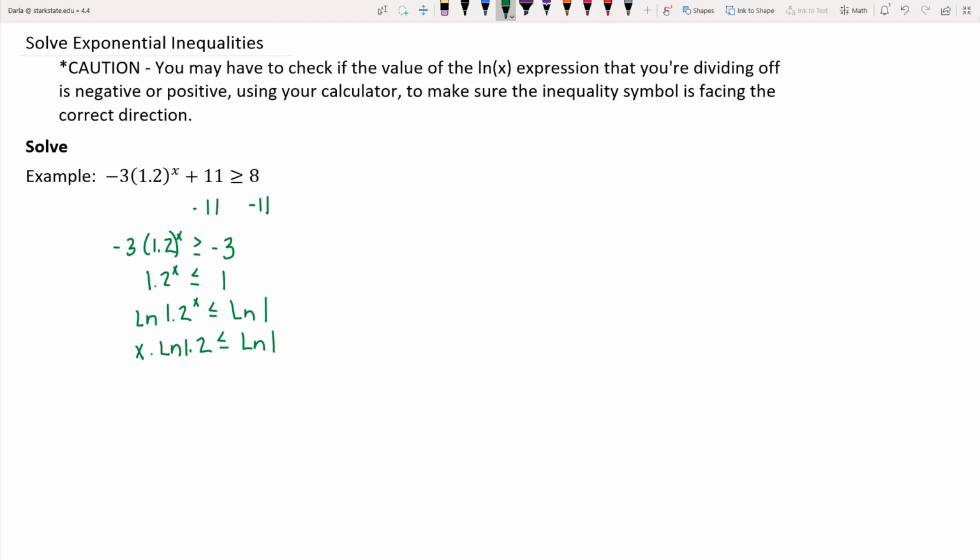And then we would divide off the natural log of 1.2, but we want to be mindful: is that natural log expression positive or negative? The natural log of 1.2 is in fact positive, so you don't have to worry about the inequality symbol changing directions. So if I divide by natural log of 1.2 on both sides, I maintain that I'm less than or equal to, and then it becomes natural log of 1 divided by that natural log of 1.2, which is 0 since the natural log of 1 is 0.